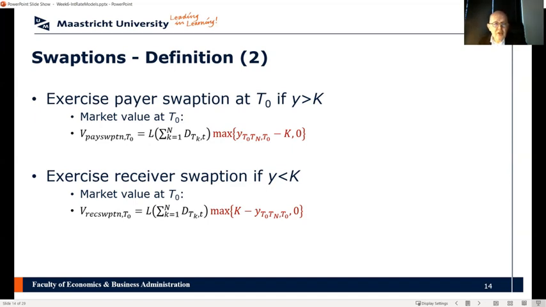If I have a receiver swaption, then I have the right to start receiving an interest rate K, and obviously I want to exercise the swaption if the rate K that I receive is higher than the par swap rate Y. So a receiver swaption is similar to a put option on the par swap rate, which at time t0, I have the right to say whether I want to exercise or not.